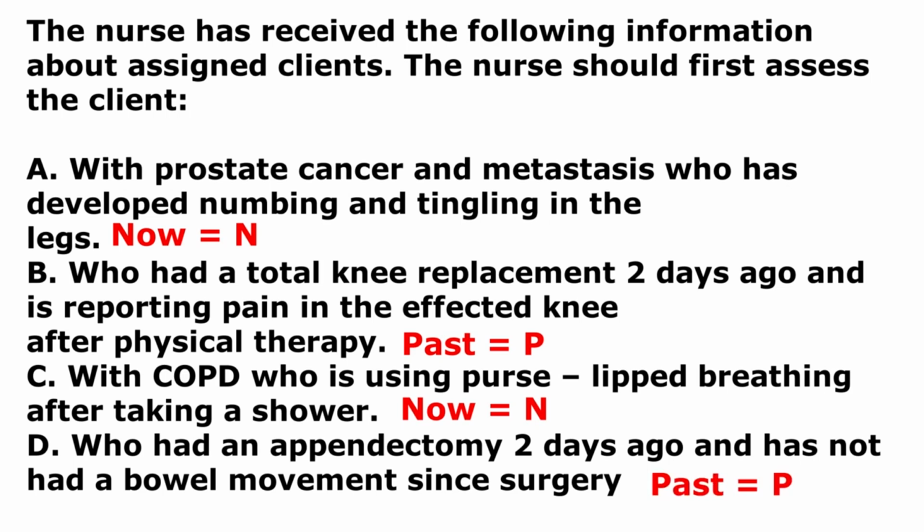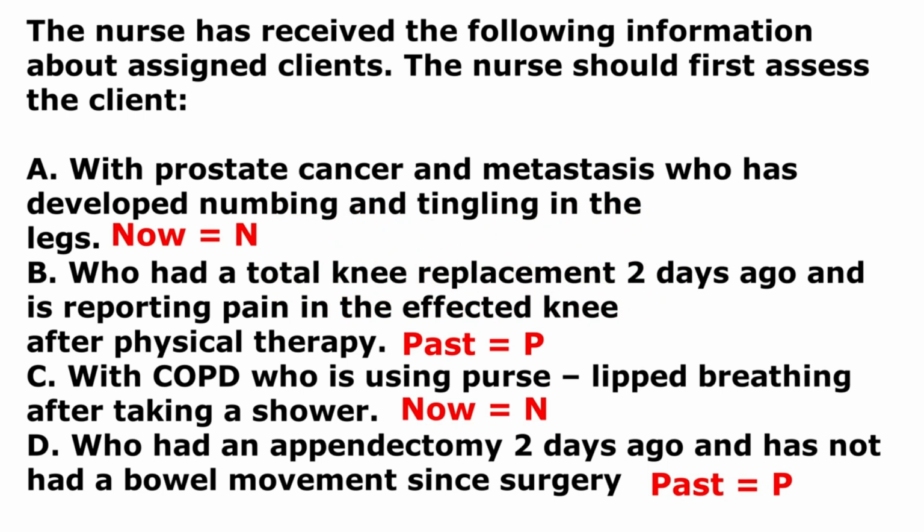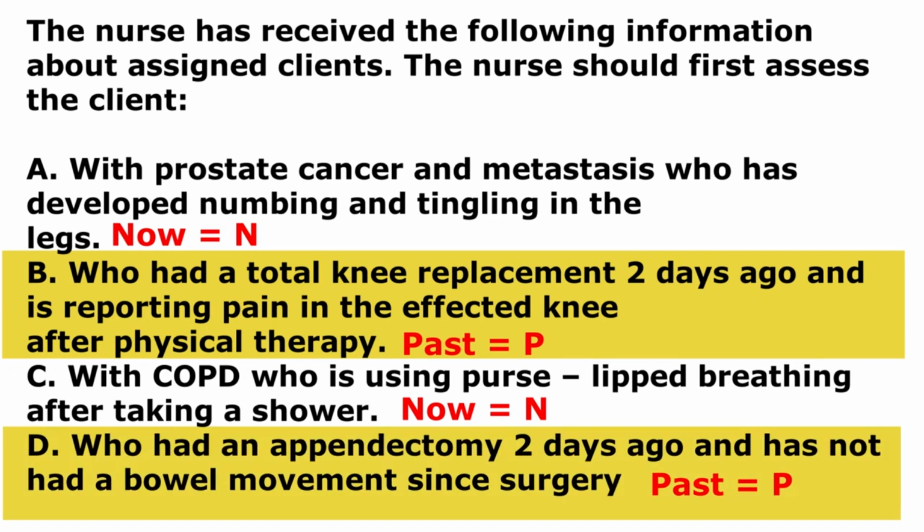Now, by using this technique, we can see that we can eliminate two answers. And what two answers are they? It is B, because that's happening in the past, and D, because that's happening in the past. So when we eliminate B and D, we are left with A and C.